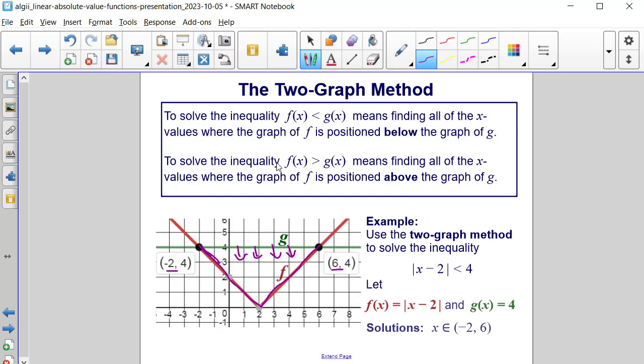So that's how we get the solution that x is contained in the open interval from negative 2 to positive 6. We're using the x-coordinates of our points of intersection. If we were solving an inequality where f of x is greater than g of x, then what we would be doing is finding all points where f of x lies above this line. So in this problem, it would be from negative infinity to -2 in union with 6 to infinity. And it means finding all of the x values where the graph of f is positioned above the graph of g.